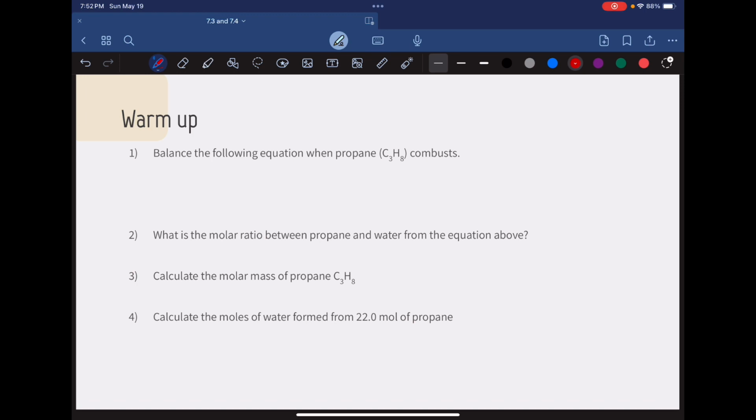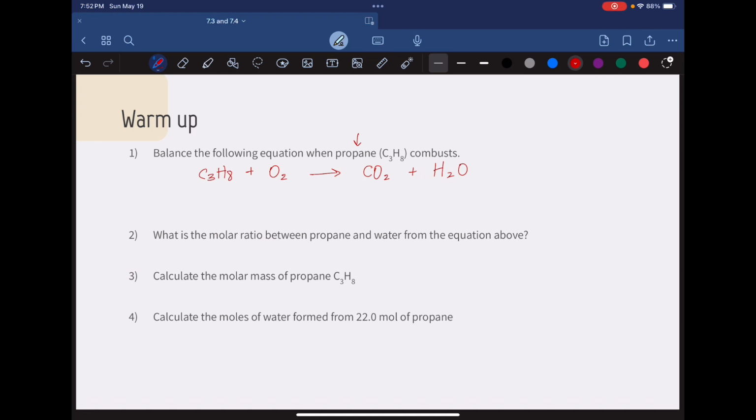Problem 1 says balance the following equation when propane, which is C3H8, combusts. And so combust would be a combustion reaction. So we know C3H8 will react with air, or burn in air, and it will produce CO2, which is carbon dioxide, and water. And that's always the case: a combustion reaction will have the fuel, in this case propane, burning in oxygen, always producing CO2 and H2O.